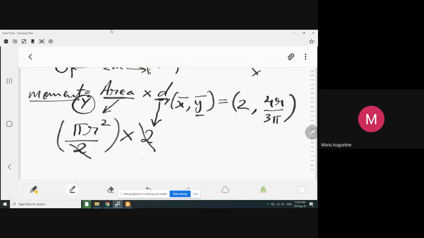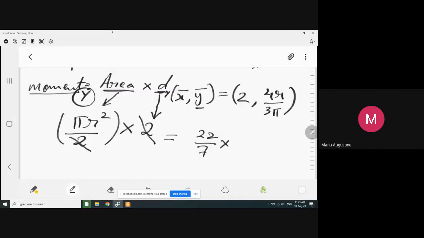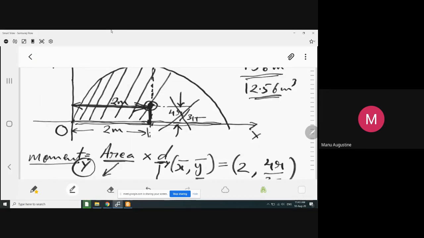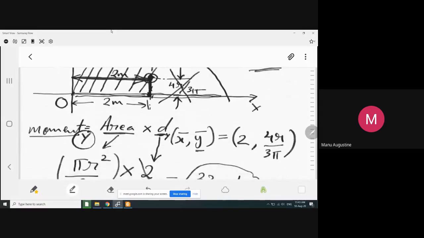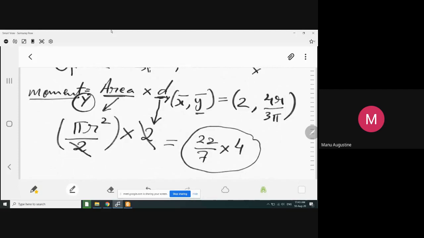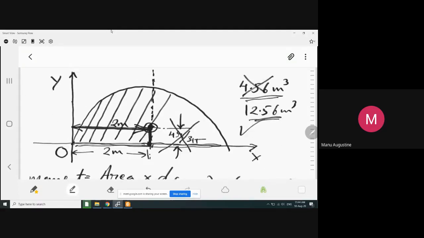2 and 2 cancel out, and if you calculate this by using your calculators, the radius of the semicircle is given as 2 meters. So 2 square is 4. So what is the value of 22 multiplied by 4 by 7? That is the correct answer. Okay, how many of you got it right? Can anybody give me the correct calculation for 22 by 7 into 4? 12.56. This is the correct answer. The other is the wrong answer.